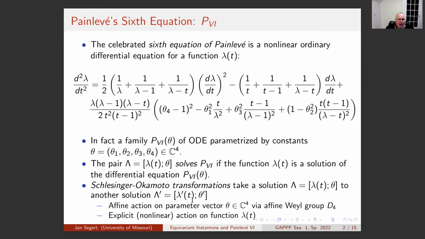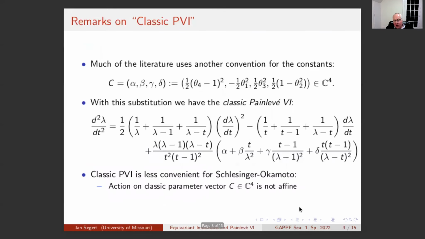And these Schlesinger-Okamoto transformations act on this. First of all, they change the function here to a different function, and they change the parameter to a different parameter in C4. Described this way, they actually act by an affine Weyl group, D4, on the C4 where these parameters live. Okay, and the action is an explicit nonlinear action. We'll give some examples of this later on.